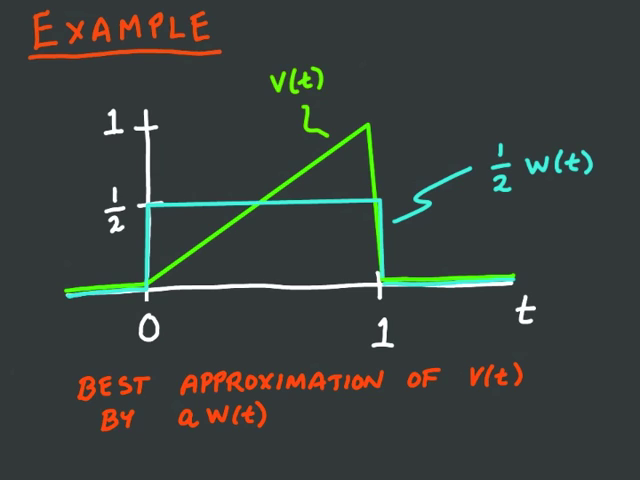So let's look at that approximation of V of t by 1/2 W of t. I think you'll agree that if we were to make the pulse taller, it wouldn't approximate V of t as well, and if we were to make it shorter, it wouldn't either. So it seems reasonable that 1/2 is actually the correct number to get the pulse to approximate the sawtooth.